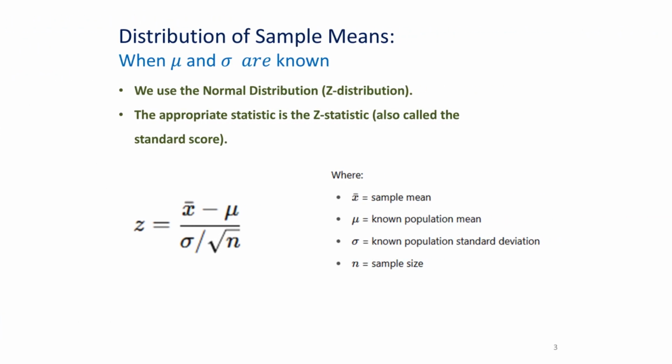When both the population mean, mu, and population standard deviation, sigma, are known, we can use the normal, z, distribution to make statistical inferences about the sample mean. This situation typically arises in theoretical studies, quality control, or in large-scale, well-documented processes where population parameters are established through long-term data. In such cases, the z-statistic is used.